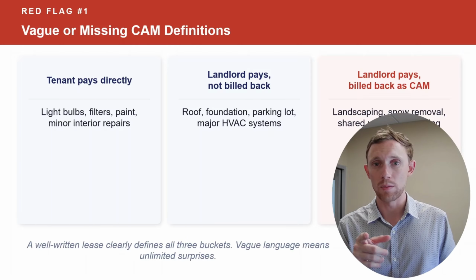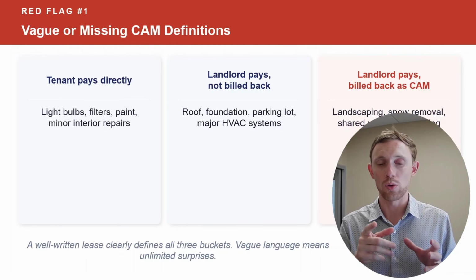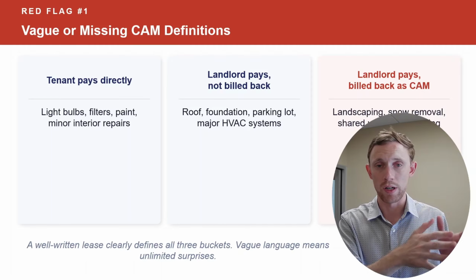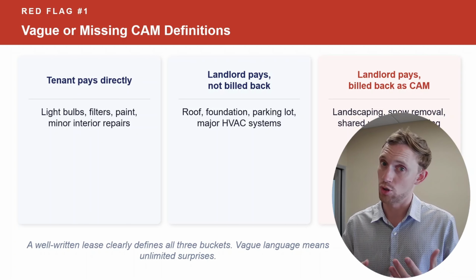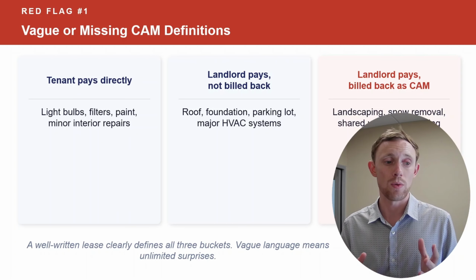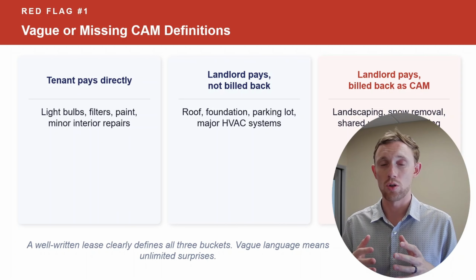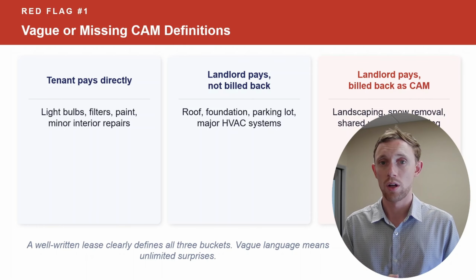You want to make sure these items aren't also including the bigger expenses that are over here. So you got to read this language very closely, or if this language doesn't exist in your lease, but it's a triple net lease and it's super vague, major red flag. You need to make sure that your lease spells out all 3 of these items very clearly so you don't have any surprises later.